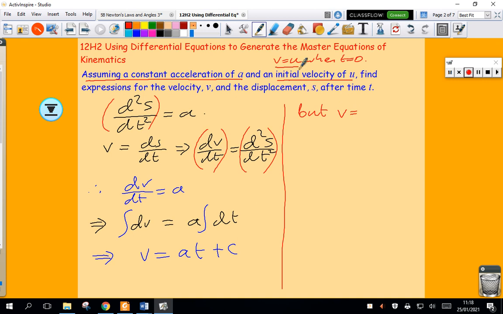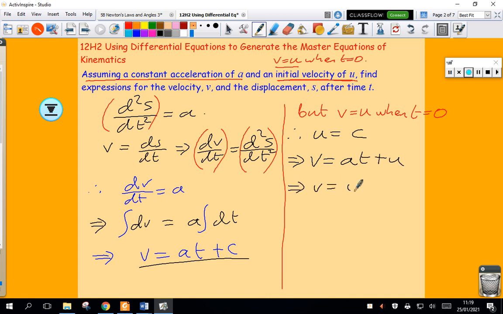But v is equal to u when t is equal to 0. Why? Well, because we were told the initial velocity is u. That's what initial velocity means. When the time is 0, what's the velocity? Therefore, substituting u in for v and 0 in for t into this equation, we get u is equal to c. Which means, of course, that the velocity, my particular solution, is v equals at plus u, or the more familiar way we would see that is v is equal to u plus at.